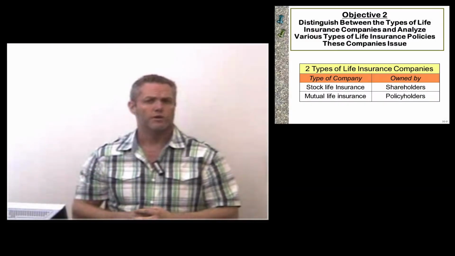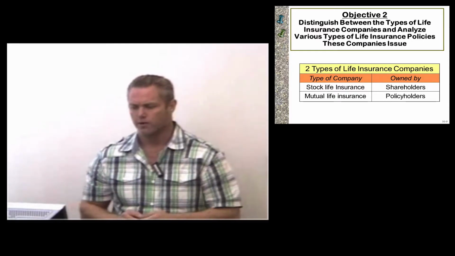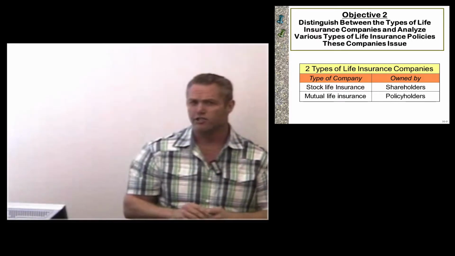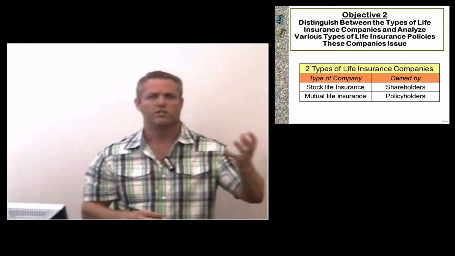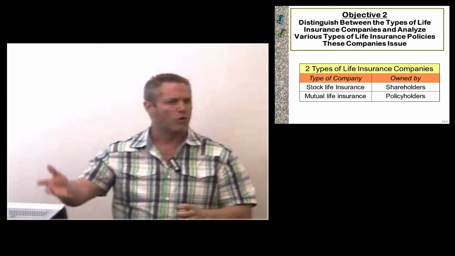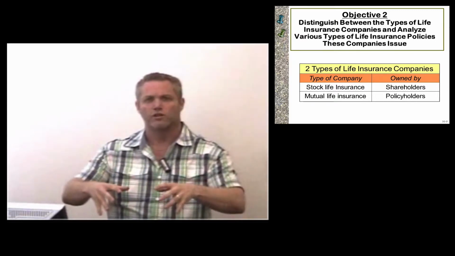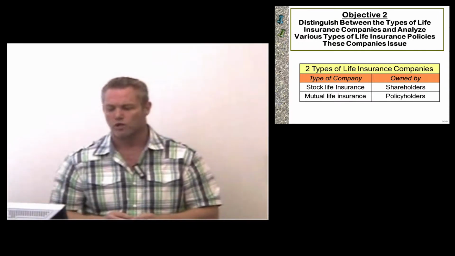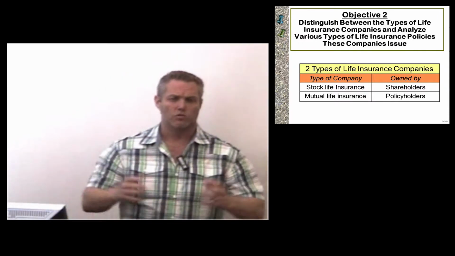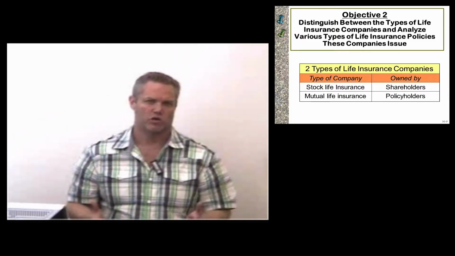Okay, also when we talk about life insurance, there's two basic types of life insurance companies. One is a stock life insurance company, which basically means it operates like a lot of other businesses. They have shareholders like Ford, like Bank of America, right? They have investors within the company, and they operate the business. The other is called a mutual life insurance company, in which the company is actually owned by the policyholders.